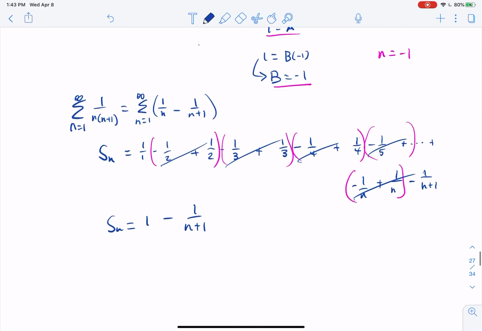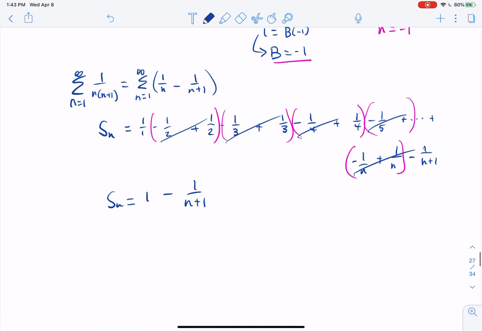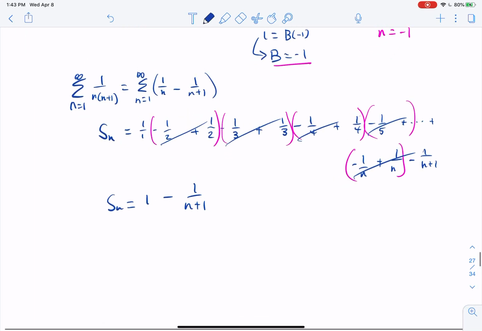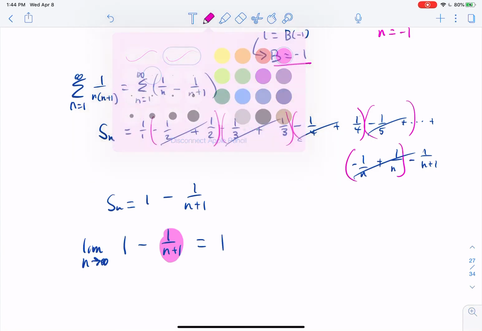If I wanted the whole series, of course I'm supposed to keep on going. So in order to get the sum of the series, I need to take the limit as n approaches infinity of 1 minus 1 over n plus 1. If I plug in infinity, this term over here is going to go to 0, and I just get 1. The sum of this series is equal to 1. It converges, and it converges to 1.